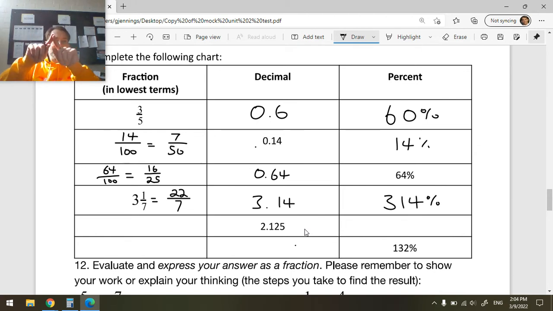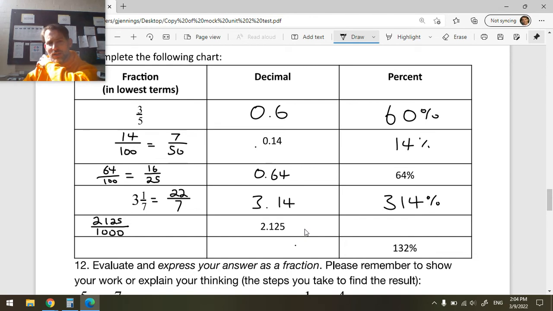That's saying the circumference of a circle is 314% longer than its diameter. Okay, the decimal here, 2.125. This is 2,125 over 1,000. Because this is the thousandths place, so I need to use 1,000 as my denominator.